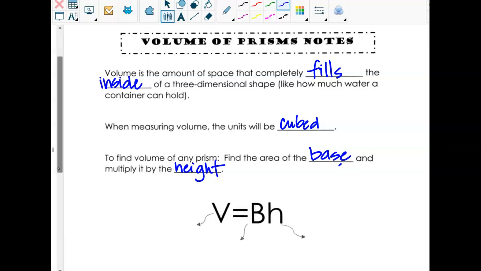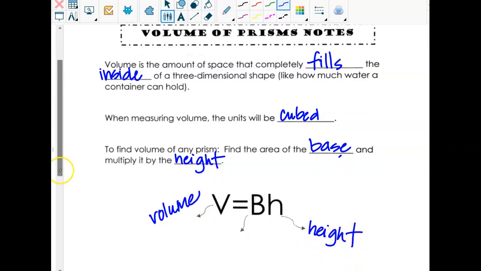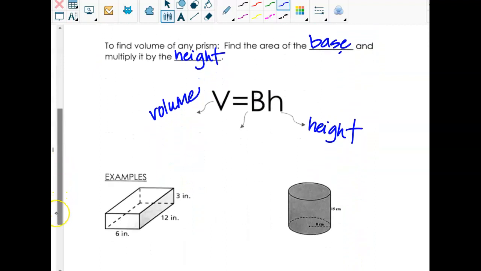So here is your formula. Capital V equals capital B times H. The V obviously stands for volume, and the H stands for height. It's the capital B that I want you to be aware of. So it's not a lowercase b. It's not the length of the base. It's a capital B, uppercase, because it is the area of the base.